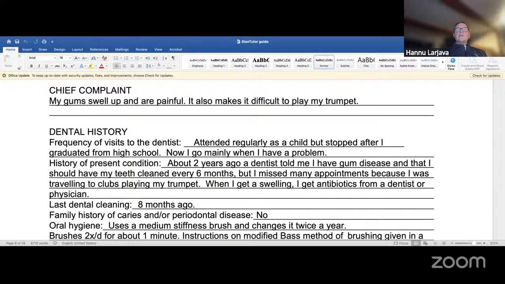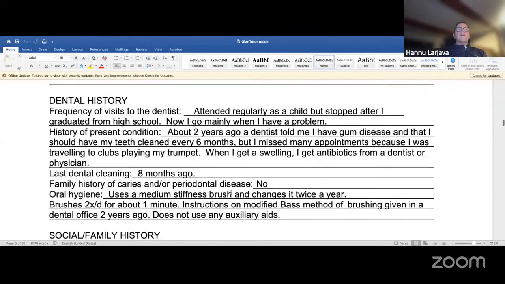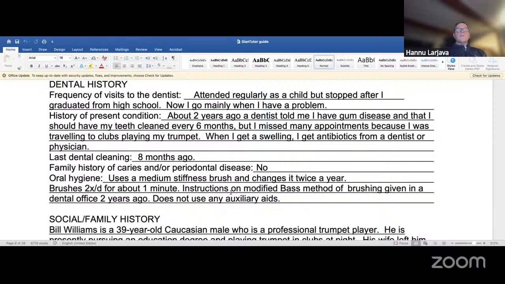Two years ago, his dentist told him that he has gum disease and that he should have the teeth cleaned every 6 months, but I missed my appointments because I was busy traveling and playing trumpet. When I get swelling, I get antibiotics from the dentist or my doctor. And the last cleaning was 8 months ago.